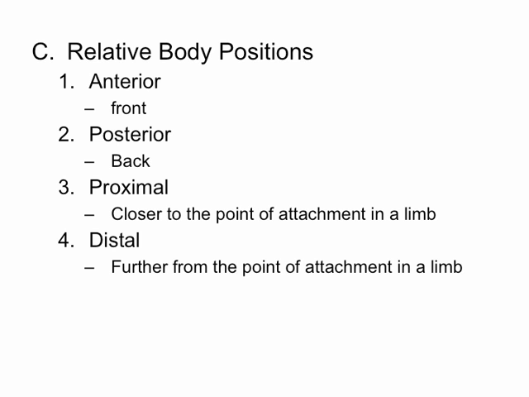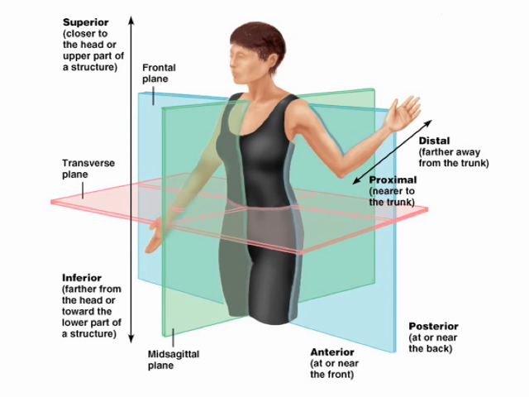I would say that my elbow is proximal to my wrist, meaning that my elbow is closer to the point of attachment, which is my shoulder, than my wrist is. Conversely, my wrist would be distal to my elbow. It's further from the point of attachment in a limb. The easiest way to remember distal is to know that it's the distant structure. So you can see again in this picture that distal is the further structure, proximal is the near structure.